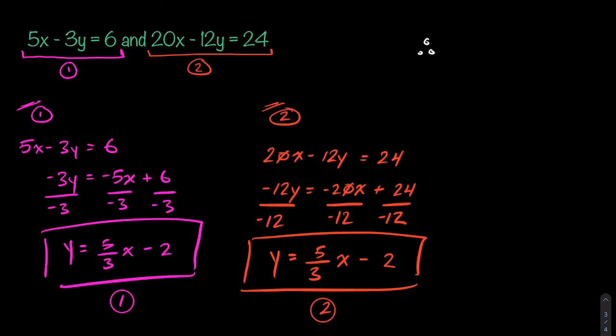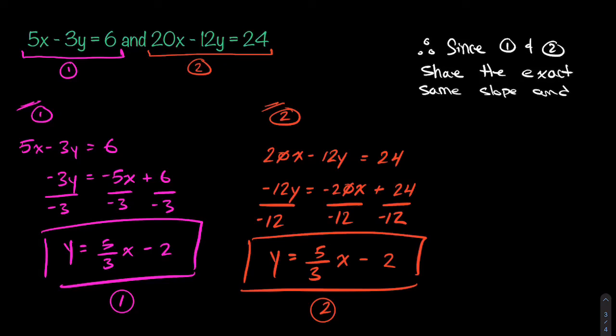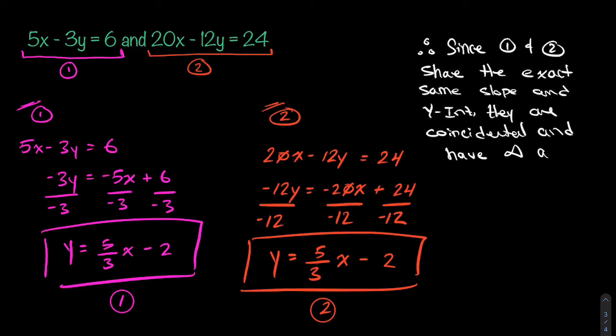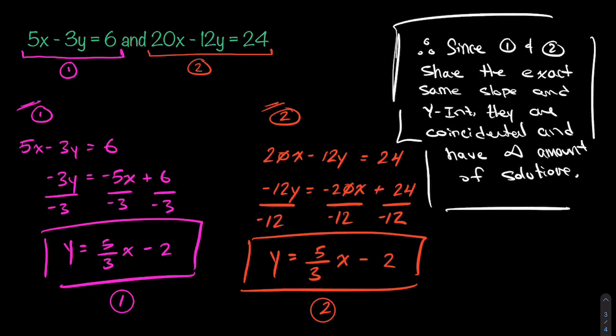So therefore, since 1 and 2 share the exact same slope and y-intercept, they are coincidental and have infinite amount of solutions. I just use the infinite sign there, just a bit more shorthand, right? That's all we need to put.